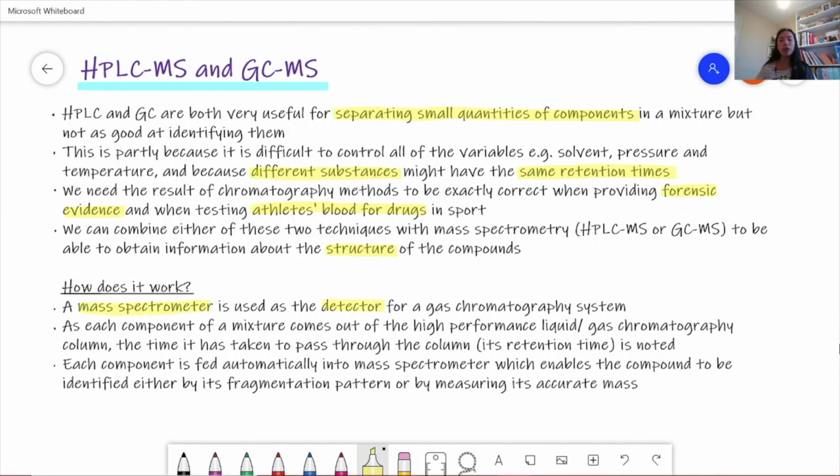And as each component of a mixture comes out of the high performance liquid or gas chromatography column, the time it's taken to pass through the column, so its retention time, is noted. And each component is fed automatically into a mass spectrometer, which enables a compound to be identified either by its fragmentation pattern or by measuring its accurate mass.